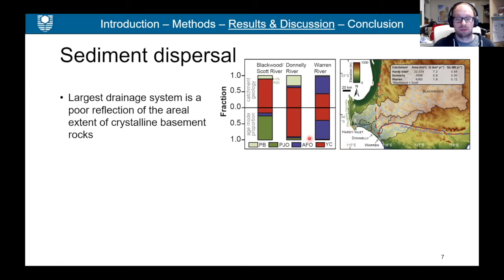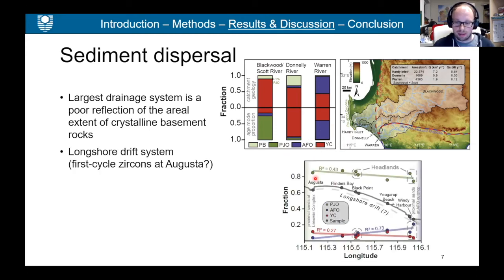Also, the opposite can be observed for the smaller rivers, which reflect their catchment geology quite nicely. And then a quick look at the coast, where we essentially have a longshore drift system active. We see a decrease of Pinjarra orogen derived zircons and an increase of Albany-Fraser orogen derived zircons in blue here.